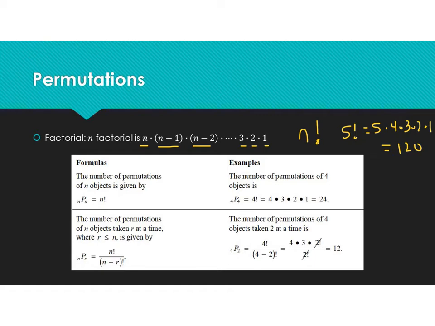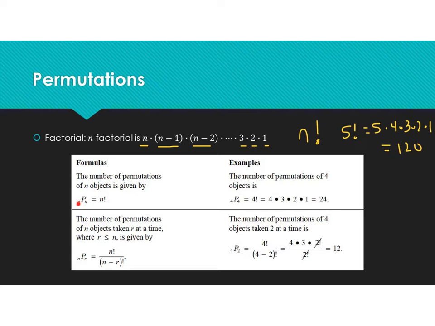So that is what factorial is. 32 factorial is 32 times 31 times 30 times 29 times 28 all the way down to times 1. So we have two different ways that we can find permutations. The first one, I want you to look at this notation. This is a permutation of n objects taken n at a time.